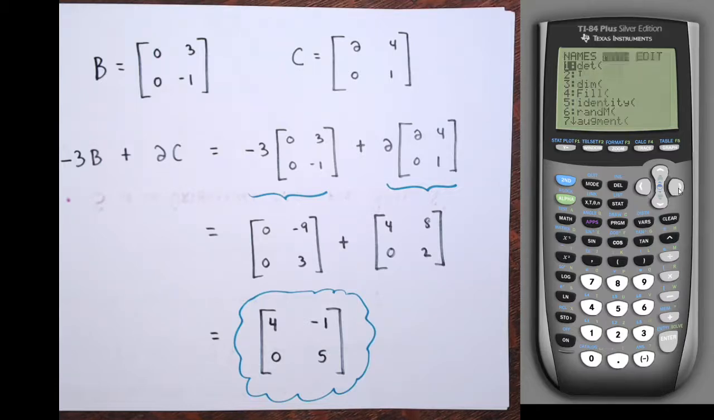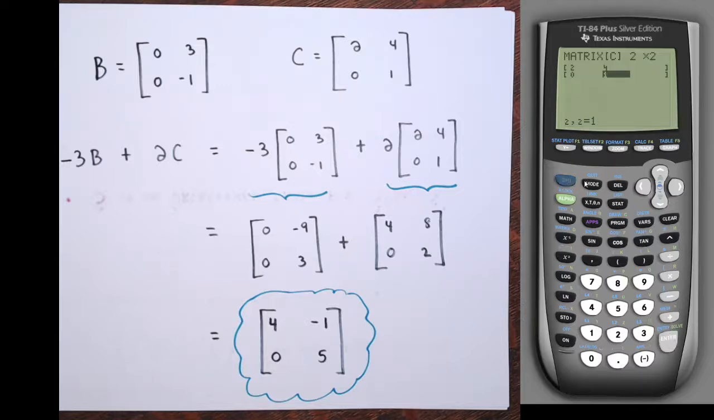Go over to edit, and this one was called C, so I'm just going to go down to matrix C here. Why not? And you could call it matrix A if you want. You can put it in whatever letter you wish. So again, we have a 2 by 2, and put these entries in: 2, 4, 0, and 1.